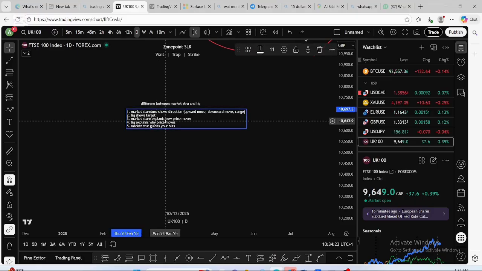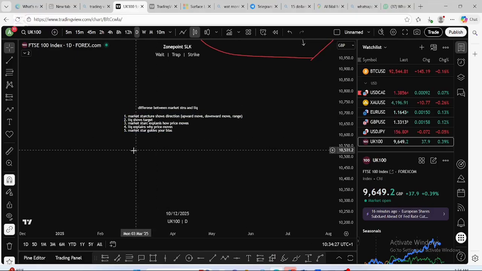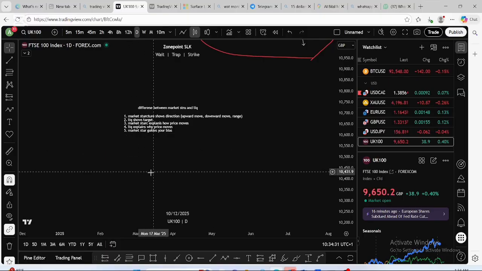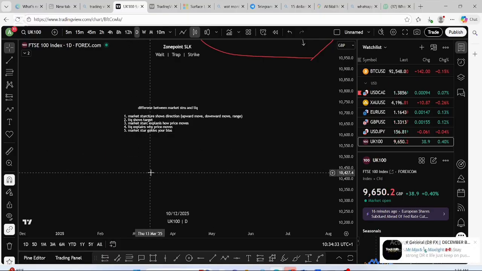So that's the whole point. That's just the 5 points. So in one sentence, market structure tells you the trend and liquidity tells you where the market is going next.